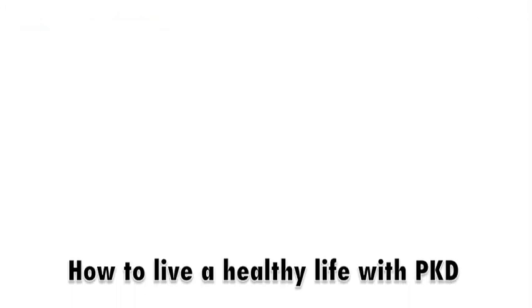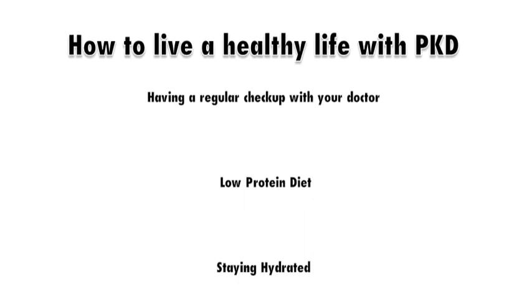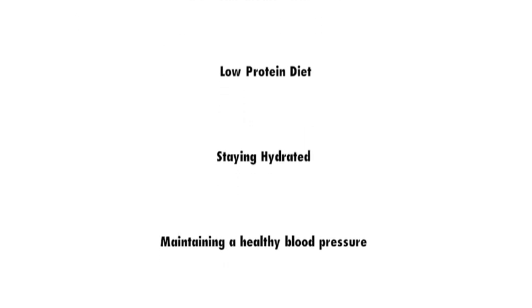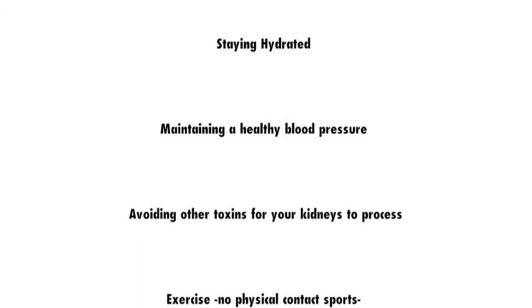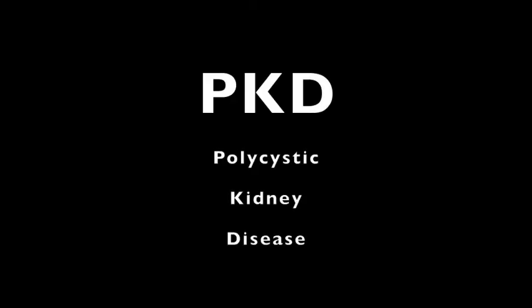The most important thing to do if you do have PKD is just really live a healthy lifestyle. Some specifics are: having a regular checkup with your doctor, a low protein diet, staying hydrated, a healthy blood pressure, not putting any extra strain on your kidneys such as alcohol, and plenty of exercise that does not involve impact. Polycystic kidney disease affects the lives of many, and although we don't have a cure yet, if we keep on learning more about this disease, eventually we will.